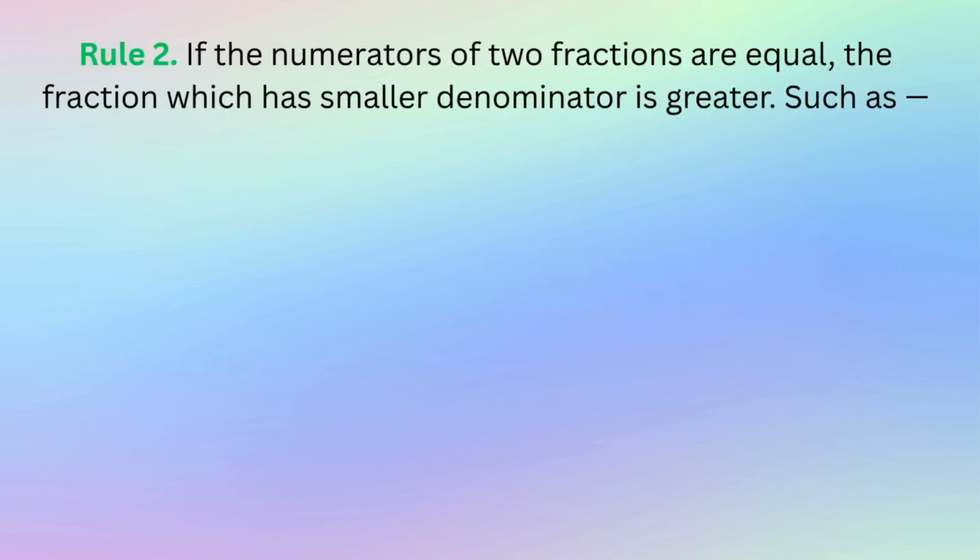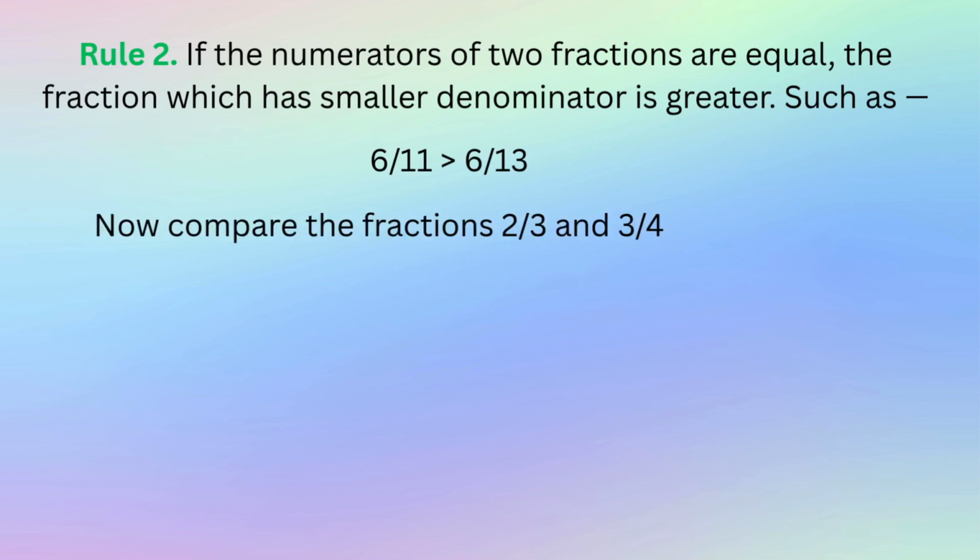Rule 2. If the numerators of two fractions are equal, the fraction which has the smaller denominator is greater, such as 6/11 is greater than 6/13. Now compare the fractions 2/3 and 3/4.